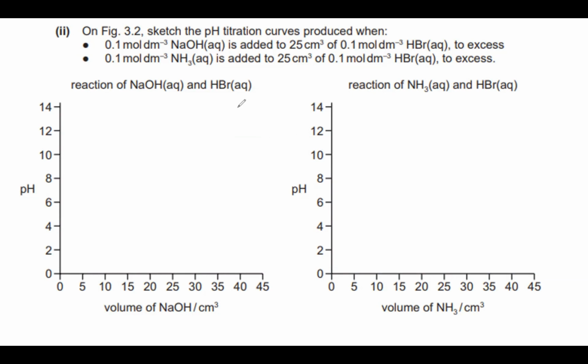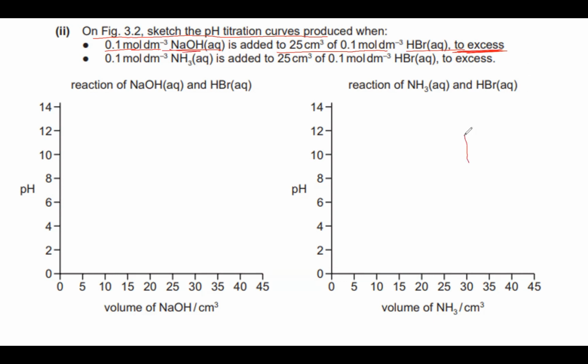So this is the second question. On figure 3.2, sketch the pH titration curve. Yeah, we need to show another titration curve. The first one is 0.1. We are adding 0.1 mole per decimeter cubed of NaOH to 25 of 0.1 HBr, up to excess. Excess of what? Excess of NaOH.